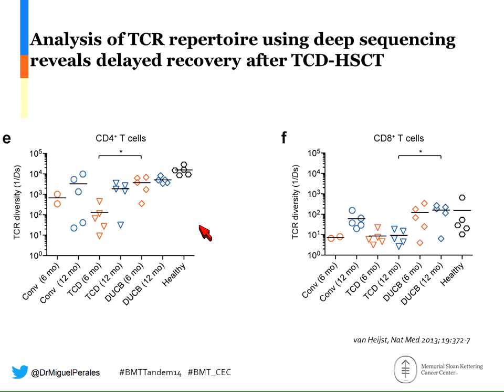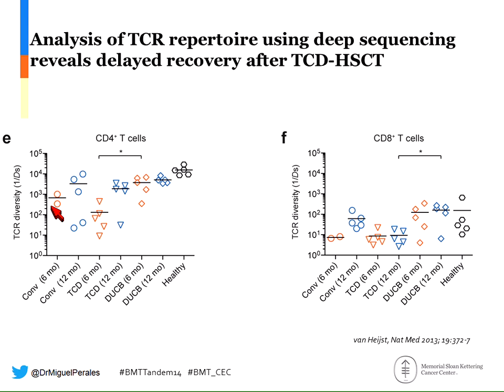And I want to make 2 points here. Number one, we looked at CD4 and CD8 T cells separately, and you can see immediately that the level of diversity, which is pictured here on the left, is much higher in CD4 cells than in CD8 cells. And so we're starting to see a lot of data come out using this type of technology, and in fact I'll be chairing a session tomorrow afternoon for those of you who couldn't escape, where I'll talk about the use of next generation sequencing in immune recovery.